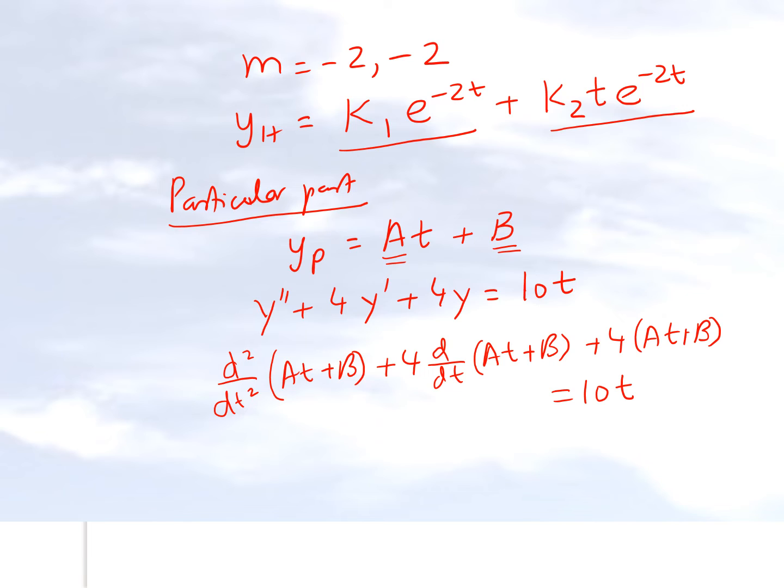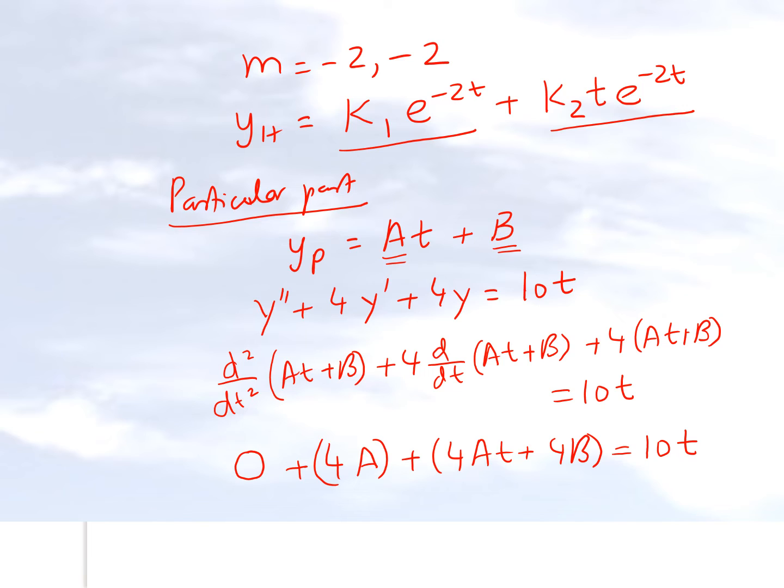If we solve that, we get 0 from the first term, we get 4a from the second term, and we get 4at plus 4b from the last term, equal to 10t. Now here we have two unknowns and only one equation, but if we equate the coefficients of the left hand side and the right hand side, we will be able to set up two equations in two unknowns.